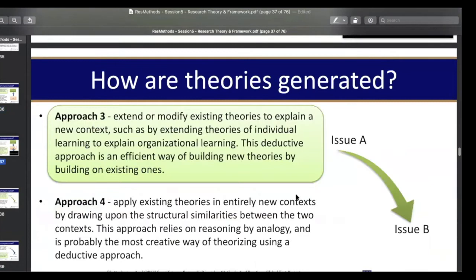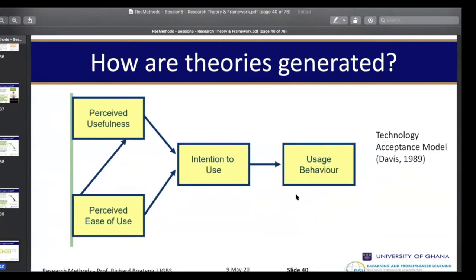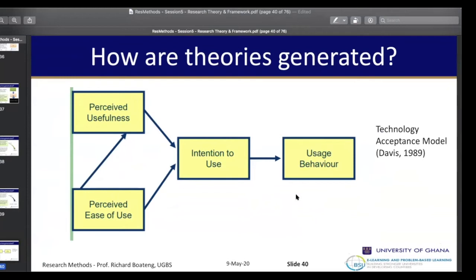So let me give an example. Now, how are theories generated? Let's use this particular one, because it is using so many studies. This guy came up with a model called the technology acceptance model. Now, somebody is asking, Prof, some of them are using the word model, some theory, some framework. I'm getting confused. I'll explain all these dimensions later. I want you to understand what you are doing first.